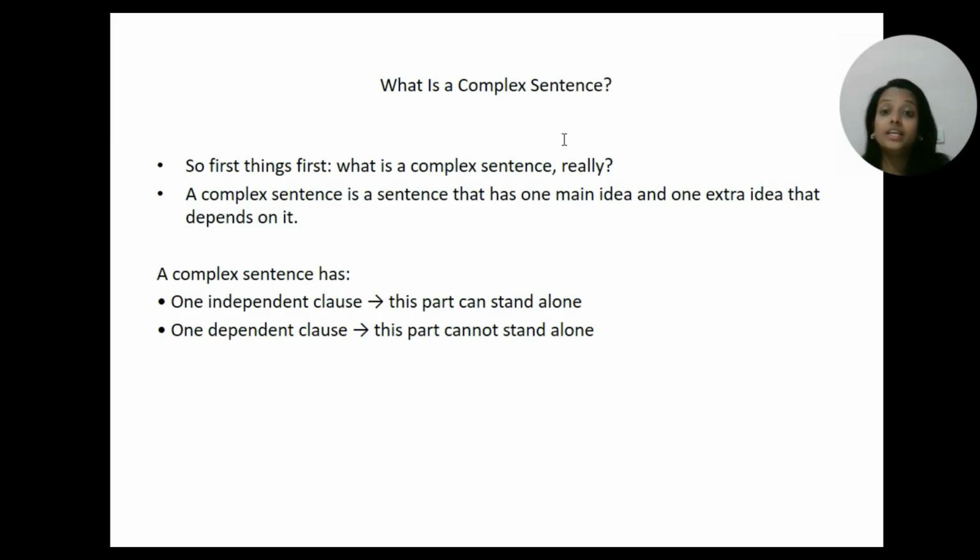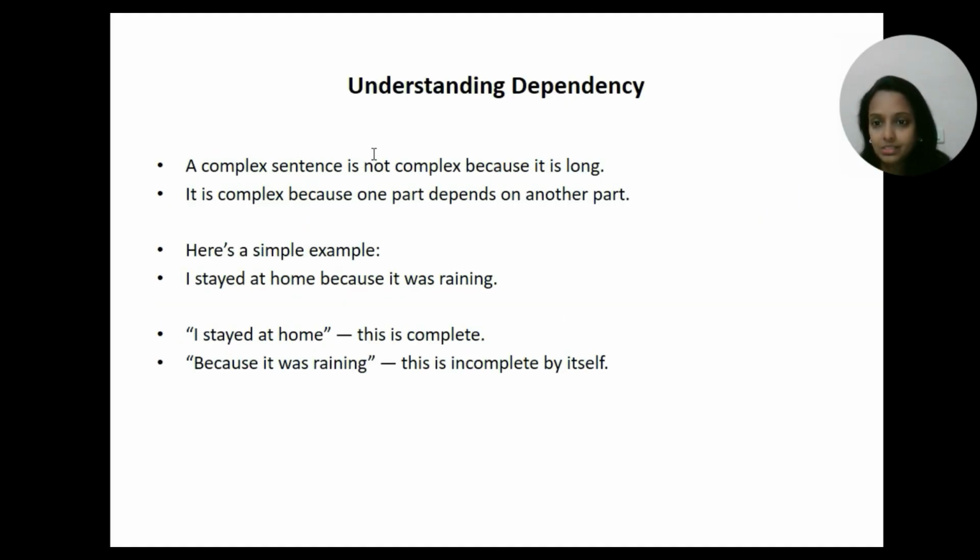So let me say that again slowly because this is where people usually get confused. A complex sentence is not complex because it is long. It is complex because one part depends on another part. So here are some simple examples. I stayed at home. This is complete, right? Because it was raining. This is incomplete by itself. Got it? So if I just say because it was raining, you will immediately ask me, so what? That's why it's called a dependent clause, because it depends on the main idea to make sense.